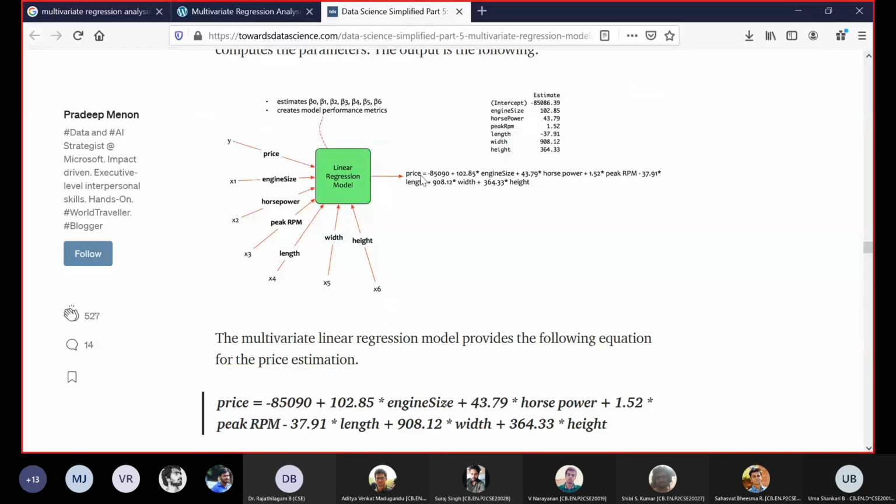So if you look at it this way, you have the price, engine size, horsepower, peak RPM, length, width, and height of the vehicle, all of them put together. Beta naught, beta 1, 2, 3, 4, 5, 6. You call this the model, estimating the parameters. These are the parameters of the model, and you have to estimate them. That estimation is done using machine learning from the given samples.